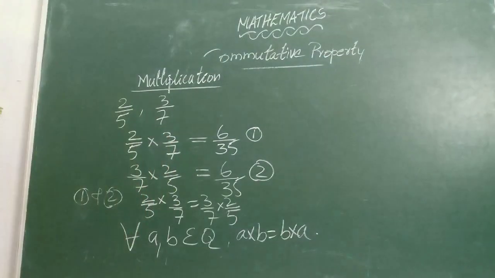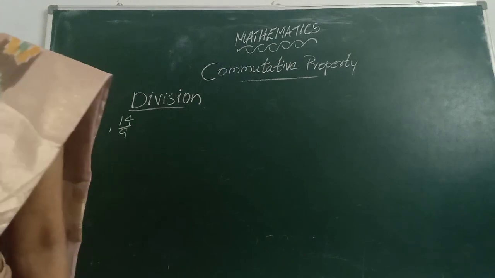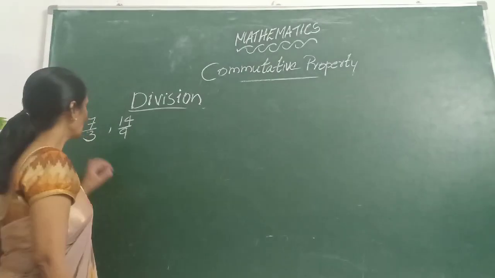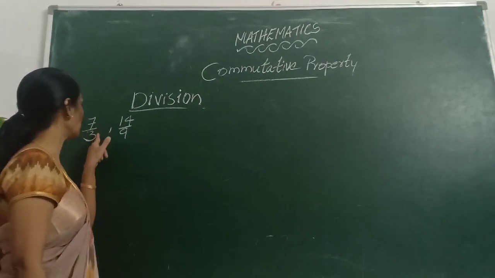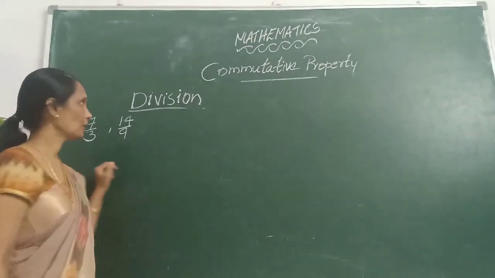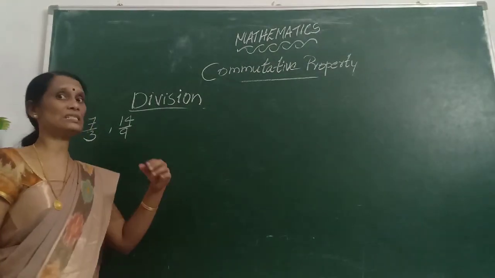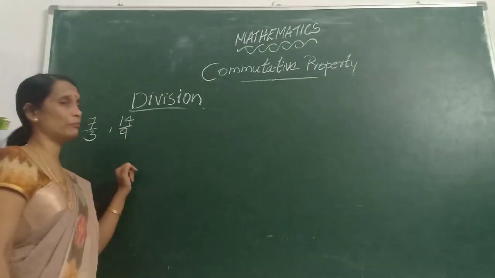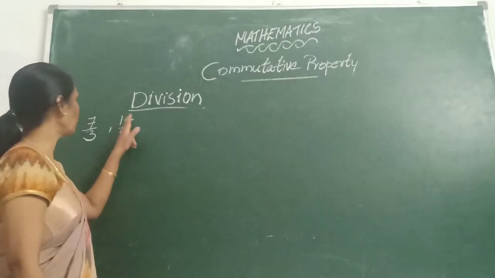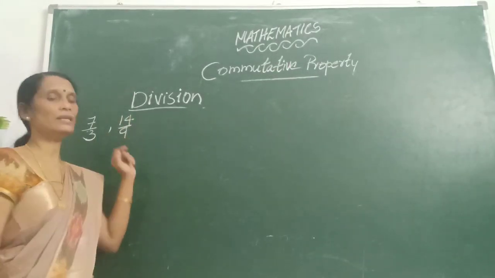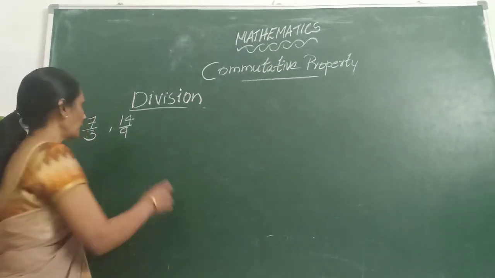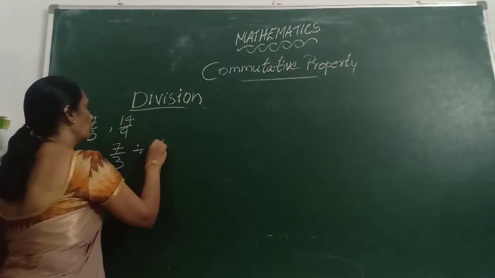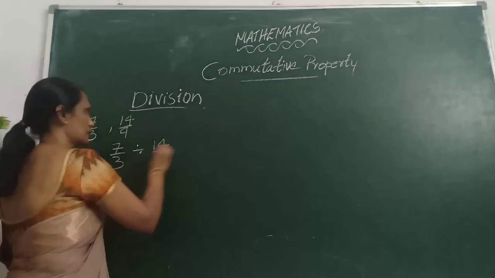Now we have to see for division. Now let us verify the commutative property for division. We have taken a pair of numbers, 7 by 3 and 14 by 9. If the commutative property is satisfied, we will be getting 7 by 3 divided by 14 by 9 the same as 14 by 9 divided by 7 by 3. Let us verify. 7 by 3 divided by 14 by 9. Let us check it first.